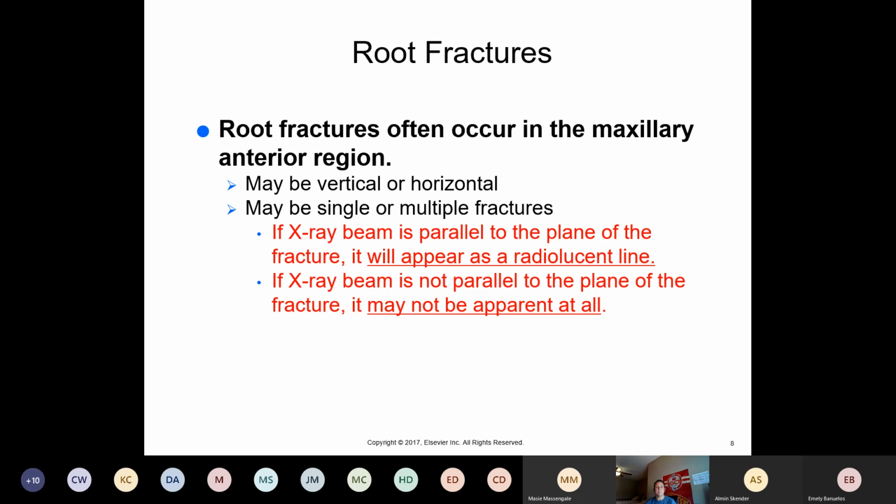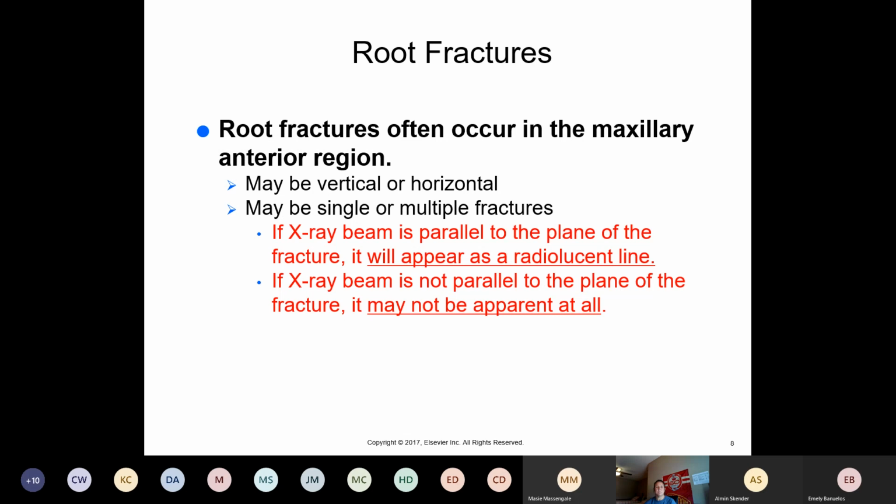Root fractures, again, often occur in those maxillary teeth, and they can be a vertical fracture or horizontal. And we could see a single or multiple fractures depending on what type of injury that patient has sustained. Now, if our x-ray beam is running parallel to the plane of that fracture, then it's going to appear as a radiolucent line. It's kind of like when you guys look at the palate. You can see that mid-sagittal palatal suture, what do I want to call that? You know what I'm talking about.